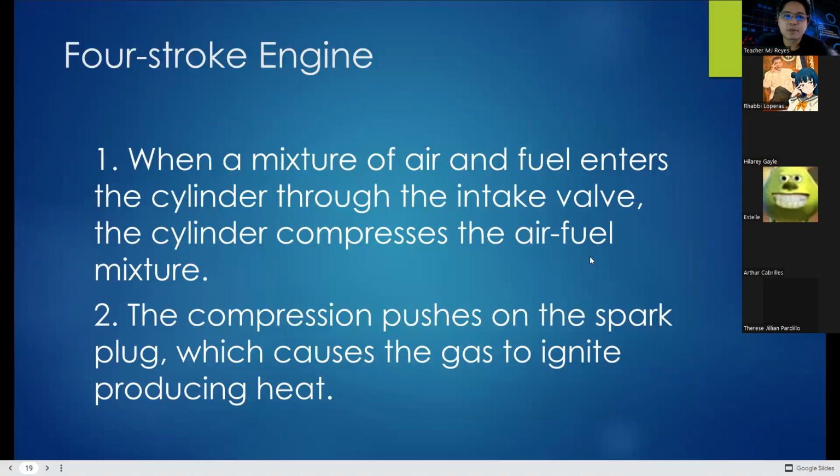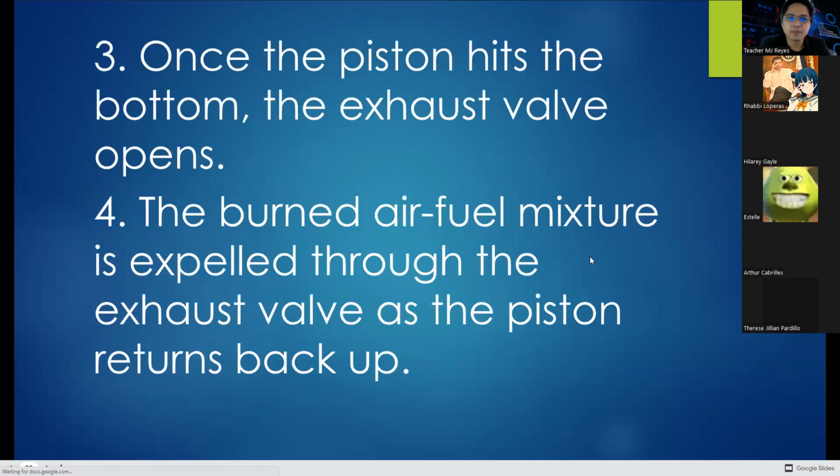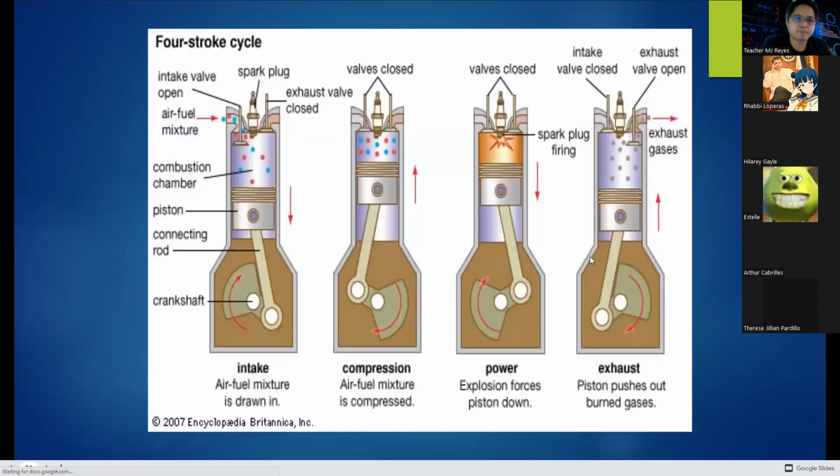Let's move now to the four-stroke engine, just like the engine of your cars. When a mixture of air and fuel enters the cylinder through the intake valve, the cylinder compresses the air-fuel mixture. The compression pushes toward the spark plug, which is actually located above your piston, which causes the gas to ignite, producing heat. Once the piston hits the bottom, the exhaust valve opens. The burned air-fuel mixture is expelled through the exhaust valve as the piston returns back. So this is now your four-stroke engine.